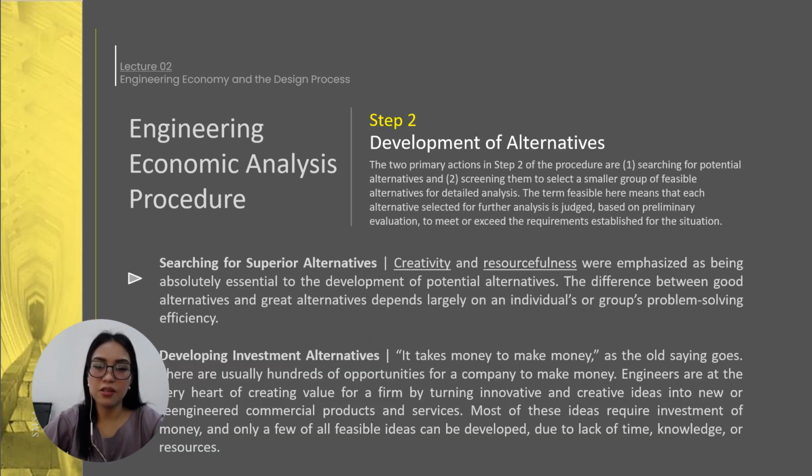Step 2 is development of alternatives. The two primary actions in step 2 of the procedure are, first, searching for potential alternatives and, second, screening them to select a smaller group of feasible alternatives for detailed analysis. The term feasible here means that each alternative selected for further analysis is judged, based on preliminary evaluation, to meet or exceed the requirements established for the situation. So it could either just meet or exceed, equal or more than the requirements established for the situation.